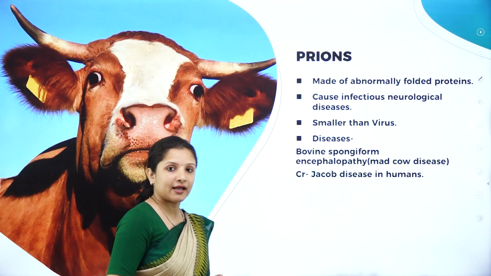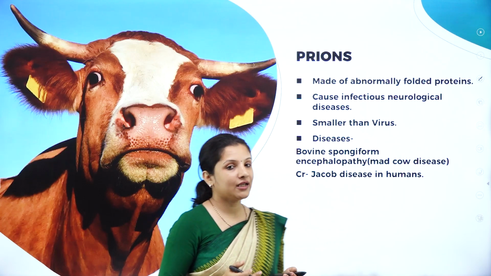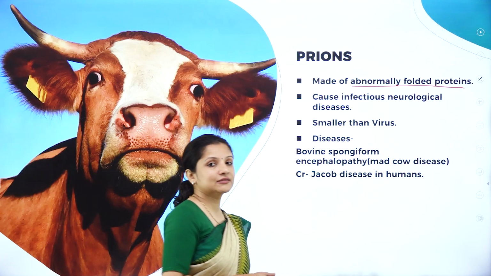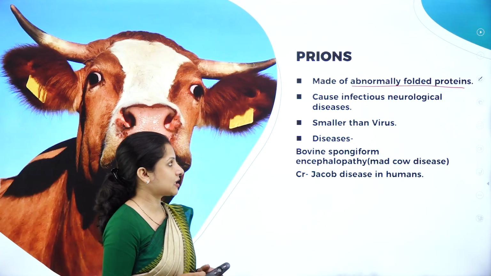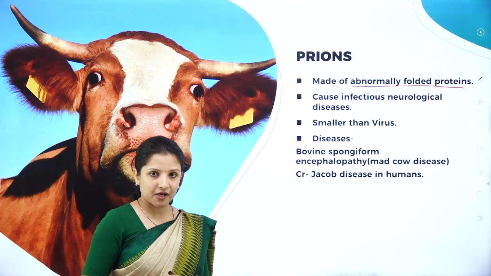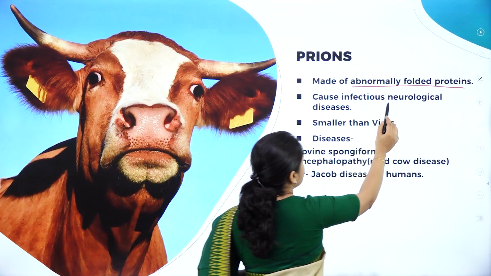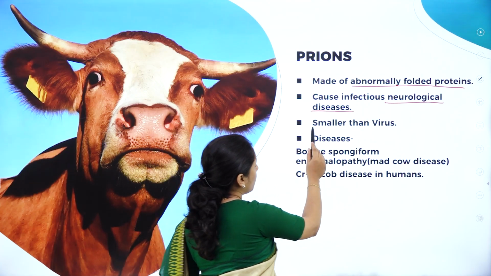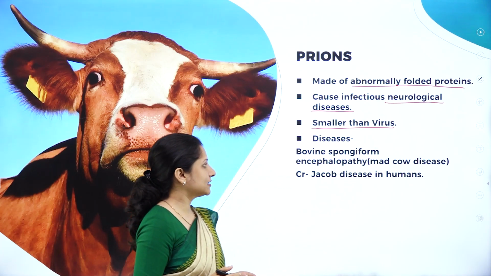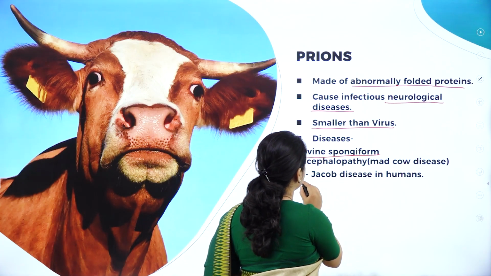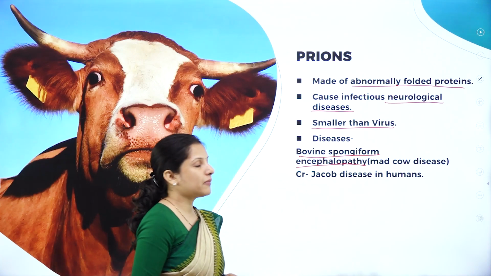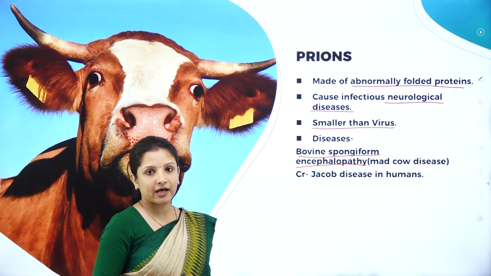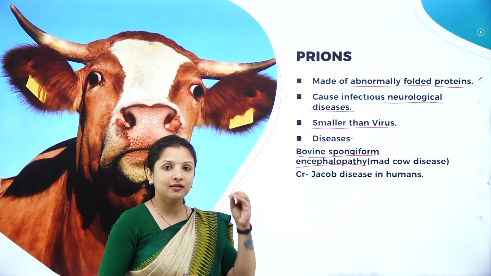Next, talking about prions. Prions have a protein coat, but the protein is abnormally folded. Proteins have a particular structure, but in this case, there are abnormal folds in the protein structure. And they cause infection, mainly neurological diseases, and these prions are smaller than viruses. They also cause diseases like bovine spongiform encephalopathy, which is also called mad cow disease, which usually affects adult cows.